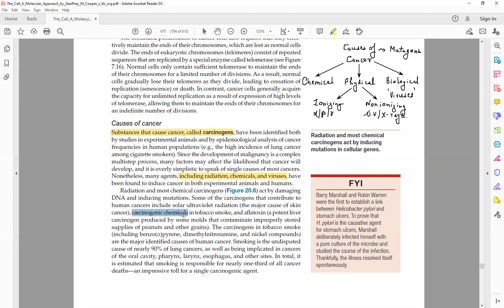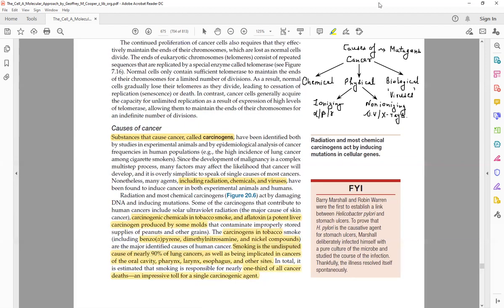Carcinogenic chemicals are included in tobacco smoke. Aflatoxins, a potent liver carcinogenic agent, are produced by some of the molds. Then there are carcinogenic agents present in tobacco such as benzopyrene, dimethyl nitrosamine, and nickel compounds. Smoking is the undisputed cause of nearly 90% of all lung cancer. It is also responsible for cancer of the oral cavity, pharynx, larynx, esophagus, and other sites. In total, smoking is estimated to be responsible for one third of all cancer deaths occurring globally.